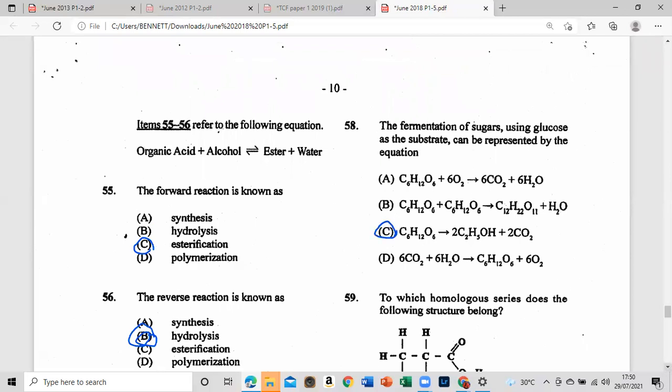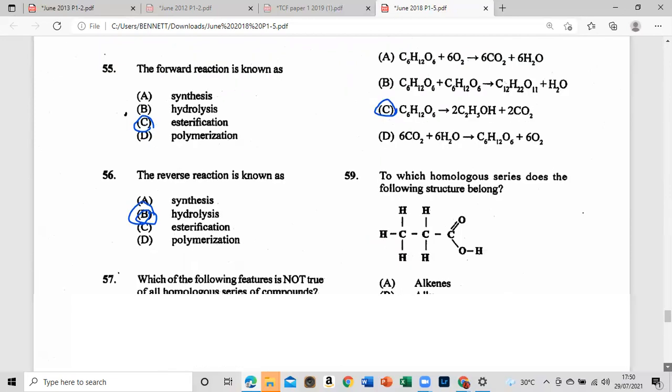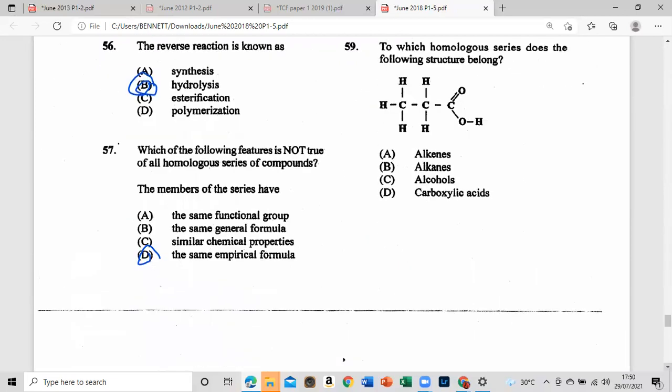All right. I'm not claiming to know it all. To which homologous series does the following structure belong? Is it alkanes, alkenes, alcohols, or carboxylic acids? And 59 is D, the acids. This belongs to the acids.